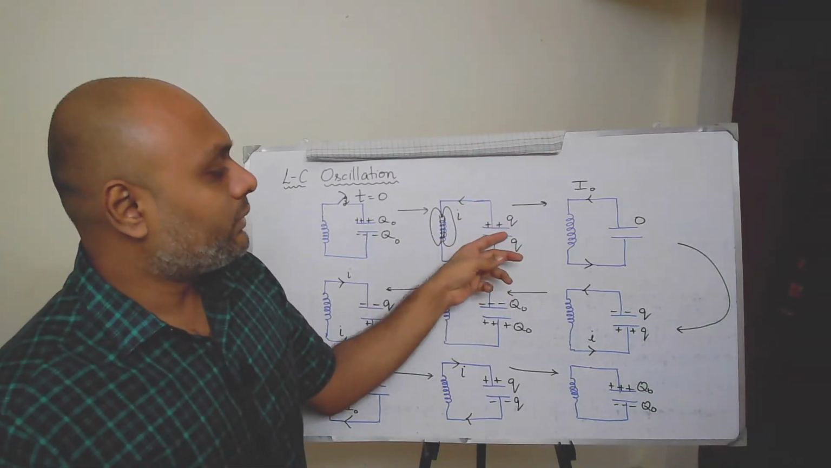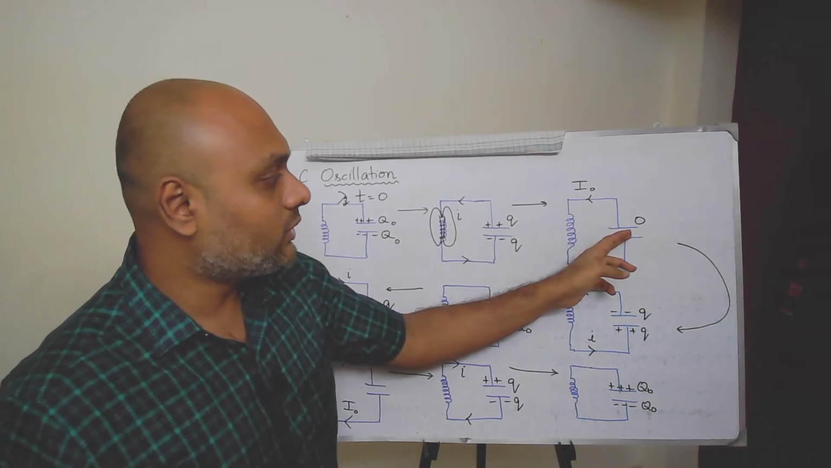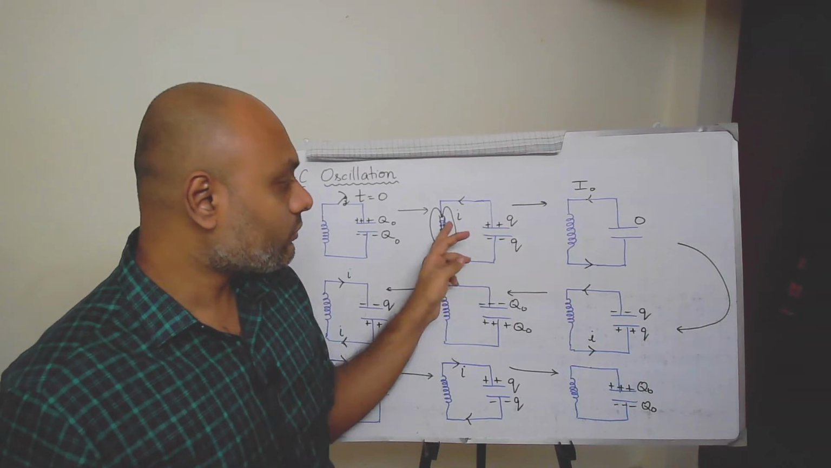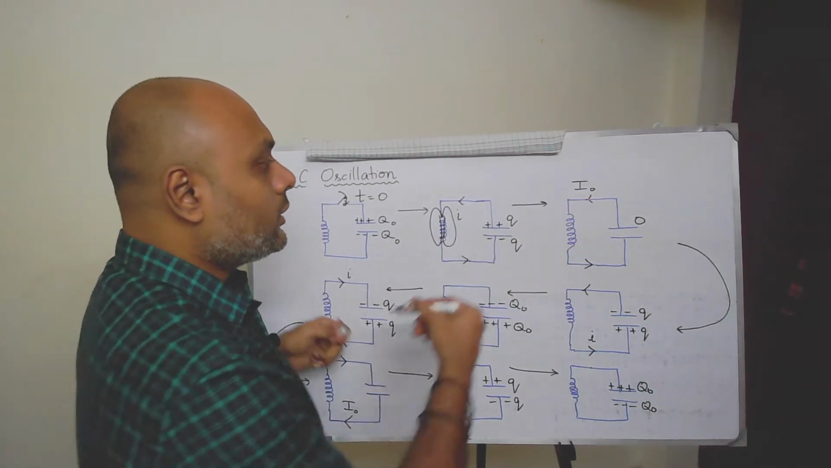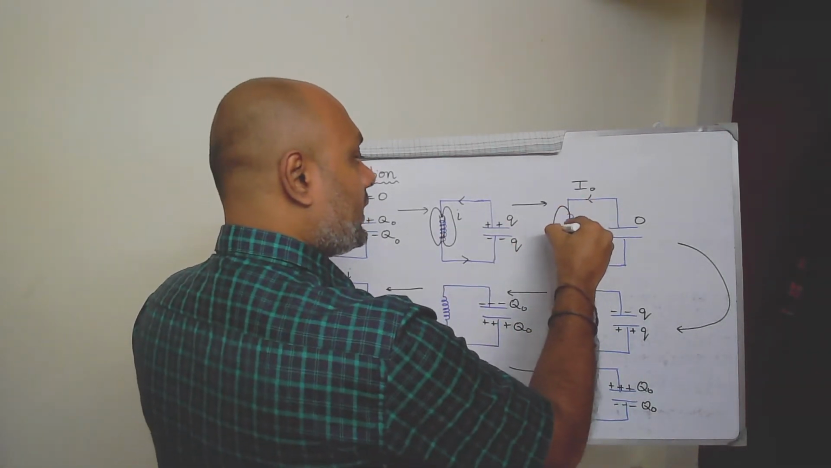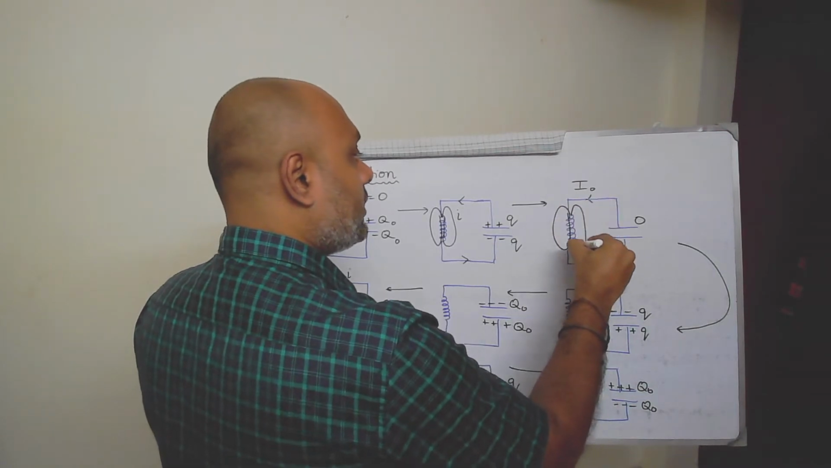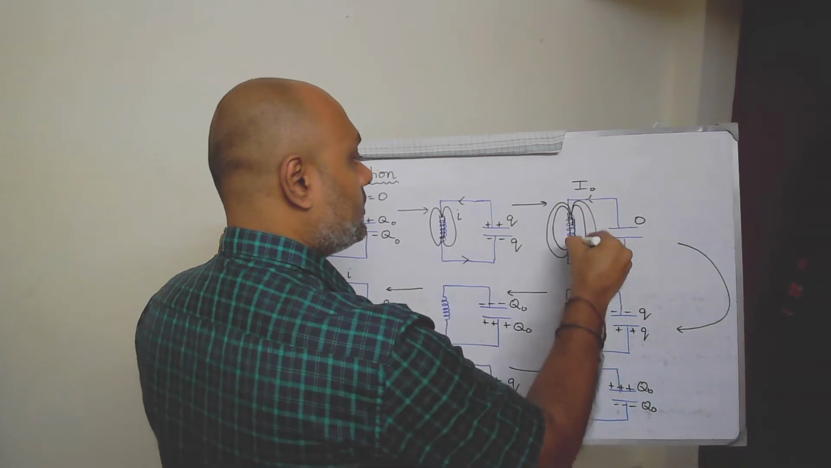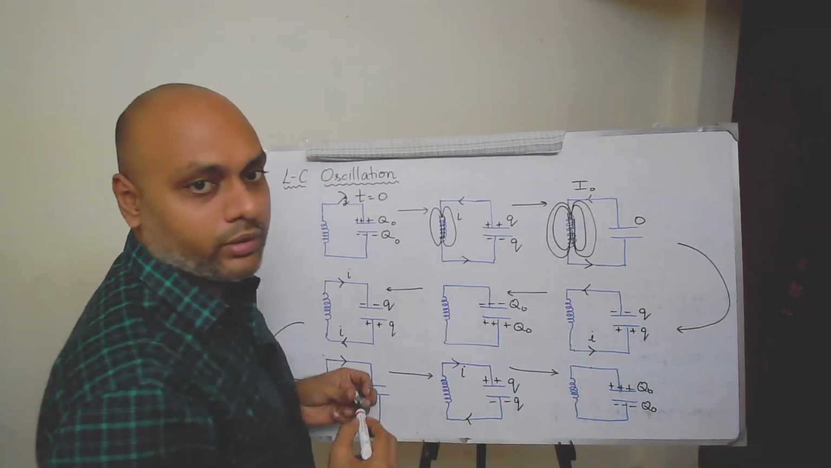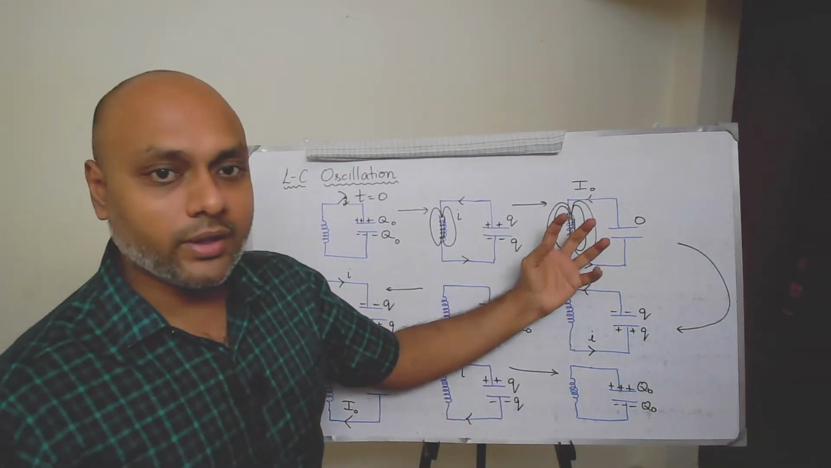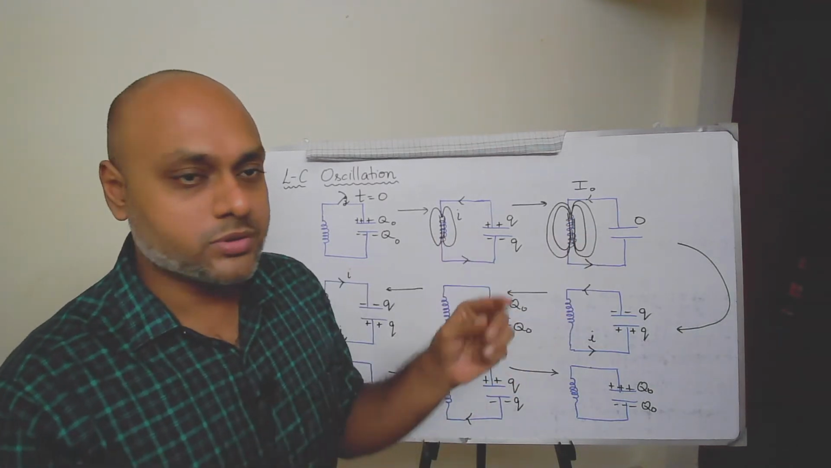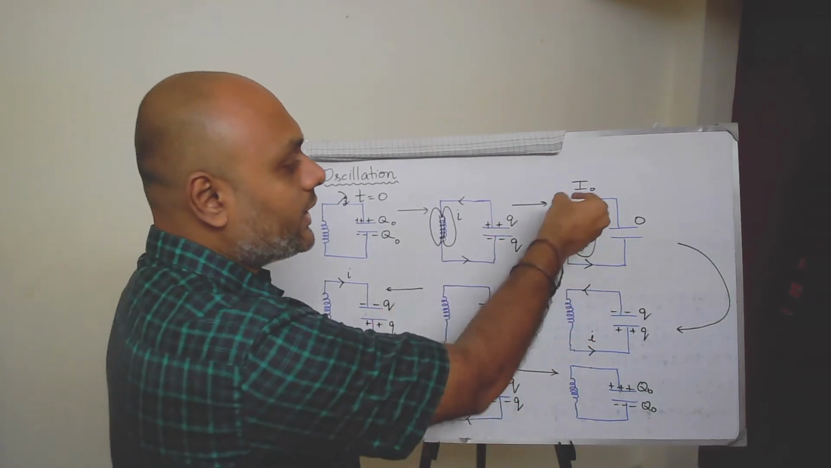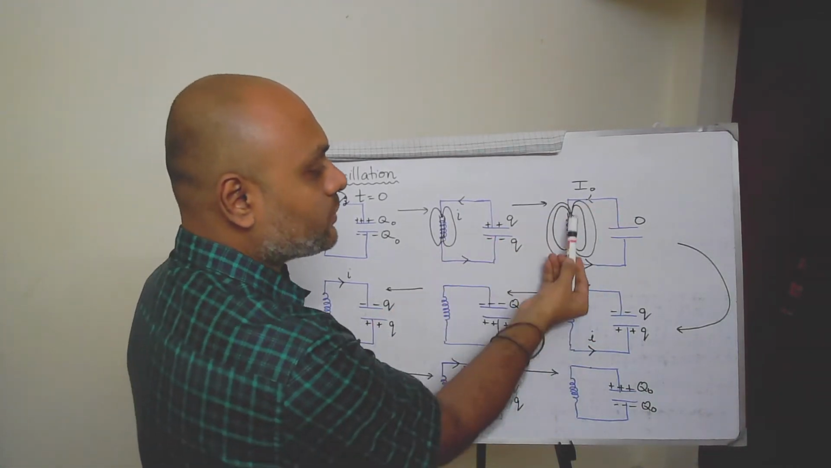Now further the charge will reduce and eventually the charge will become 0. Then you will have maximum current in the circuit, the current is I naught. Greater the current, greater the field. So you will have a greater field strength developed in the inductor. I have shown it with 4 loops, whereas earlier I showed only 2 loops. So you have a greater magnetic field developed in this particular inductor.